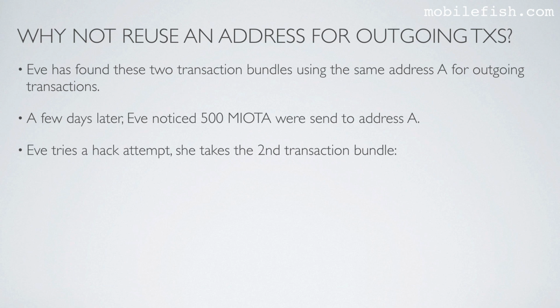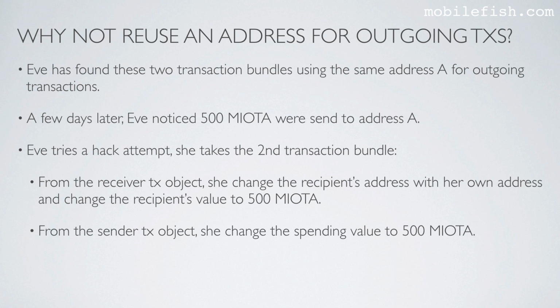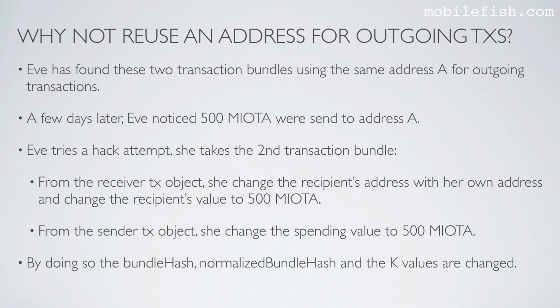She takes the second transaction bundle. From the receiver transaction object, she changed the recipient address to her own address and changed the recipient value to 500 IOTAs. Next, from the sender's transaction object, she changed the spending value to 500 IOTAs. By doing so, the bundle hash, the normalized bundle hash, and the k values are changed.